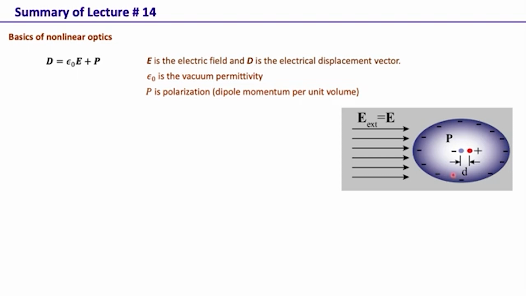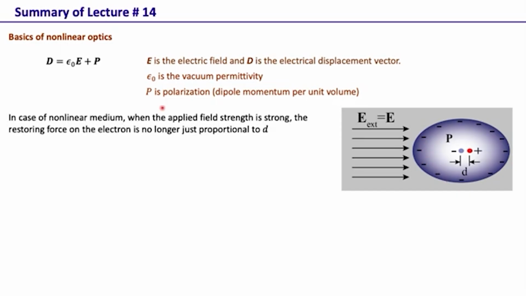As a result, the center of the negatively charged electron cloud no longer coincides with the positively charged nucleus, and we have a situation where the positive and negative charges are separated by some distance d. This causes a net dipole moment per atom, and the dipole moment per unit volume of the medium is what's called the polarization.